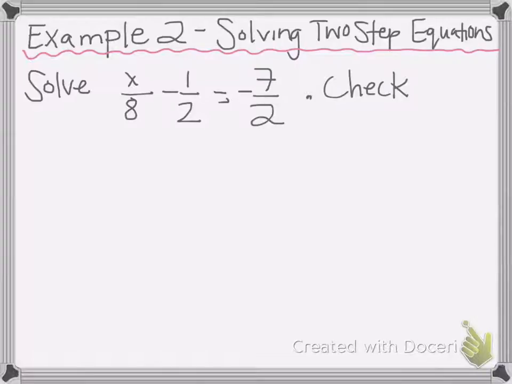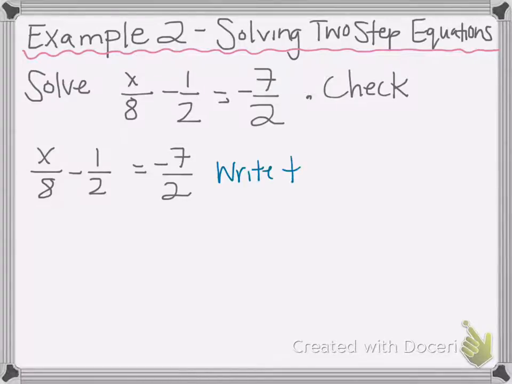So once we find our final answer, once we isolate that x, we're going to stick it into the original problem to see if it is actually true. Okay, so let's go ahead and write it. That's our first step. Remember, x over 8 minus 1/2 equals negative 7/2. And that step, for note-taking purposes, is to write the equation.